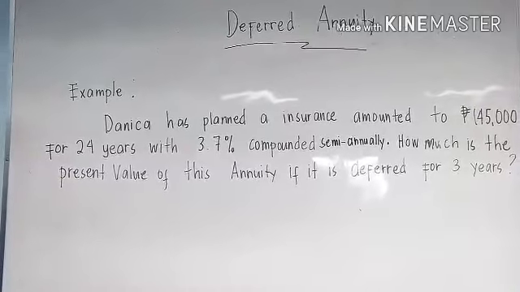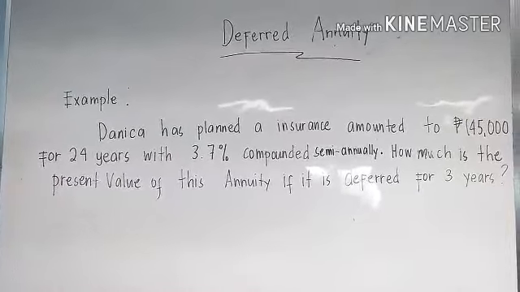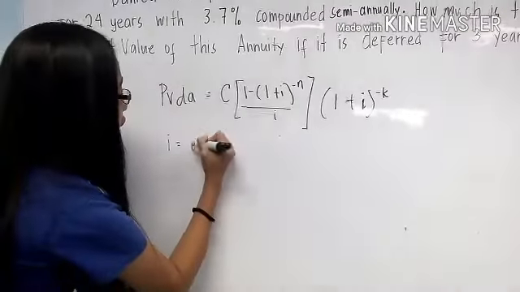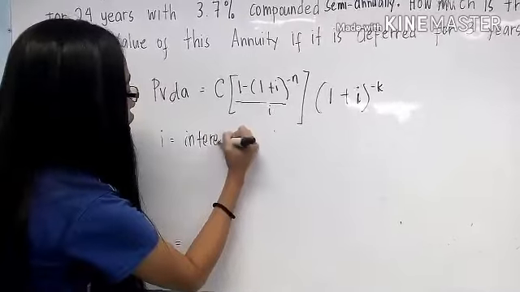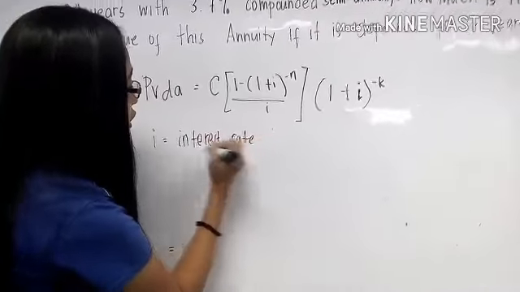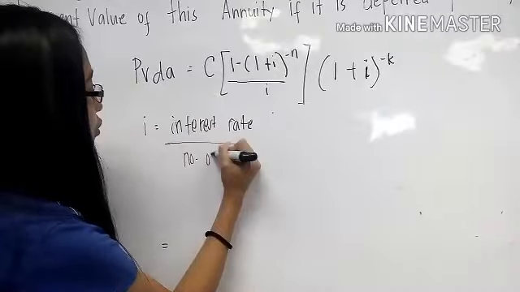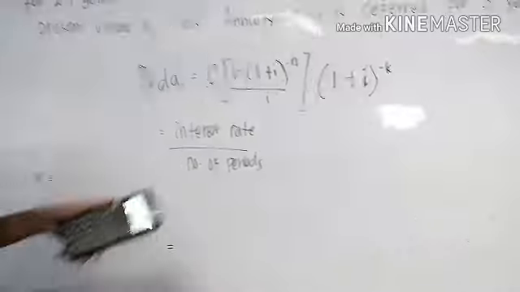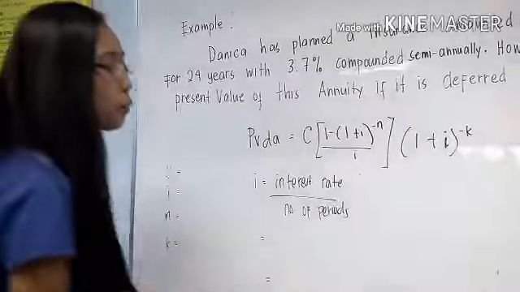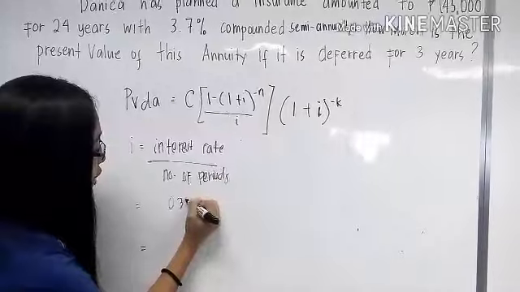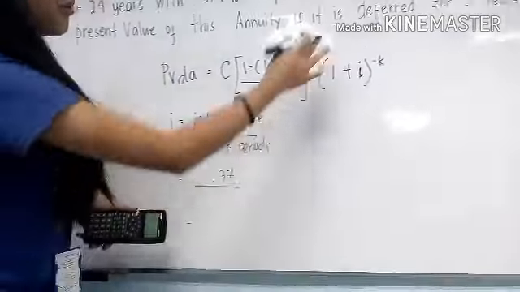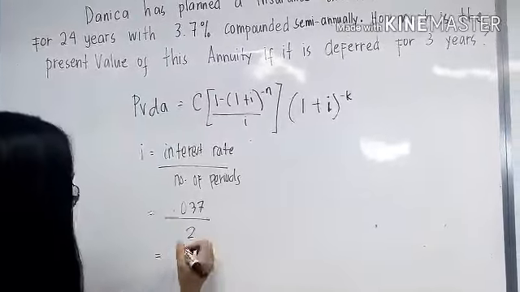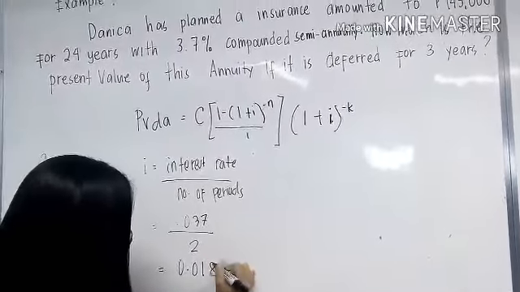How much is the present value of this annuity if it is deferred for 3 years? To solve the interest rate of the problem, we have I equals interest rate over number of periods. In the problem, the interest rate is 3.7%, so we will write this as 0.037 over semi-annually, or the number of periods semi-annually equals 2. And the answer we got is 0.0185.